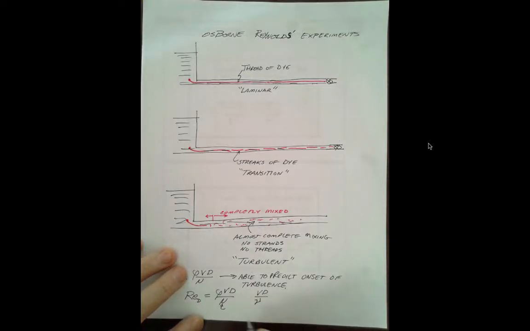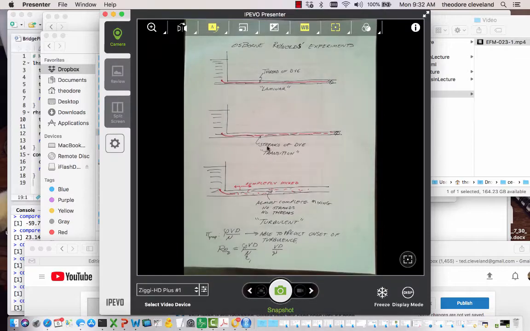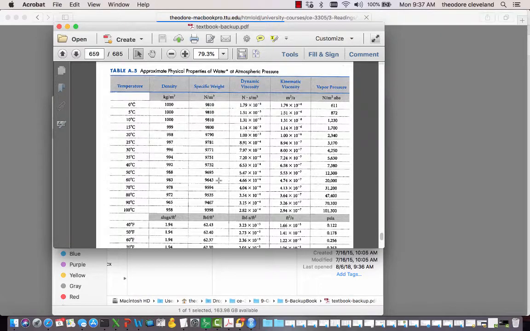I'd actually have to look that up in the book. I know a way to do it. Let's just go ahead and look it up for water, because I have dynamic viscosity and kinematic. Excellent. That's what I was after.